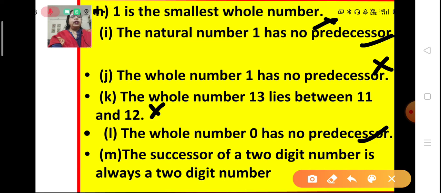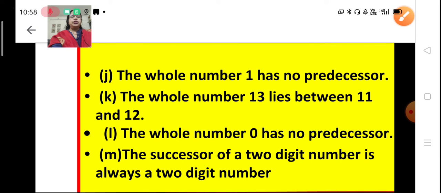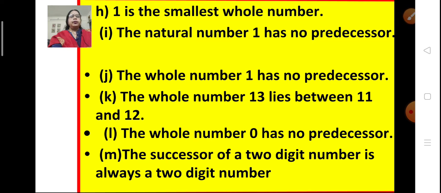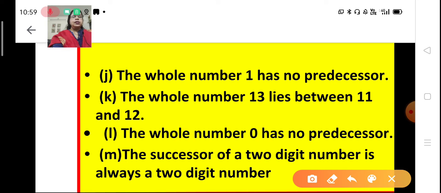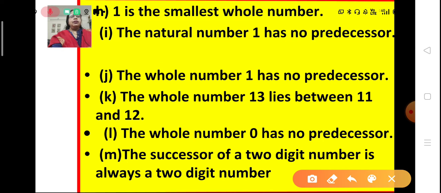Now next one, the successor of a 2-digit number is always a 2-digit number. So this is not a true statement. Why? Because we have a 2-digit number like 99, okay, and when we want to get its successor, we will add 1 to it, and what do we get? We get 100, which is the smallest 3-digit number. So this statement is wrong. After 99 we are getting a 3-digit number, that is 100. Okay, so this statement is false.